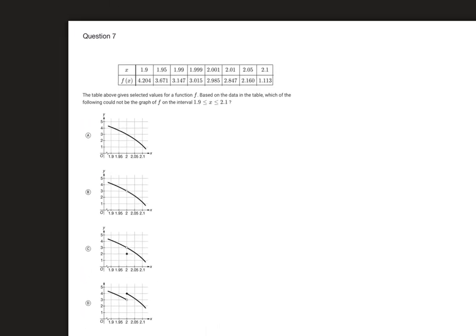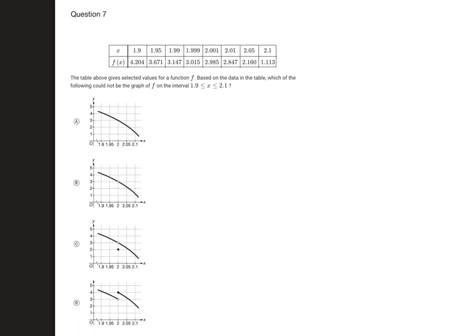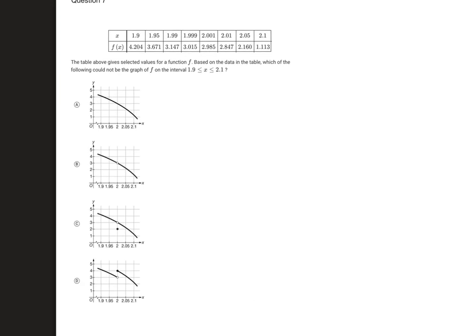Okay, next one, number 7. The table above gives selected values for function f. Based on the data in the table, which of the following could not be the graph of f on the interval from 1.9 to 2.1? So all the answer choices go from 1.9 to 2.1 almost exclusively.